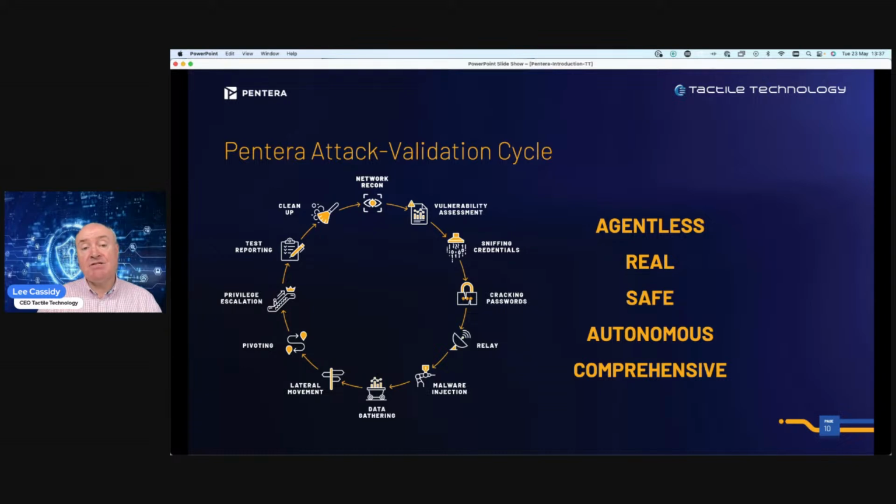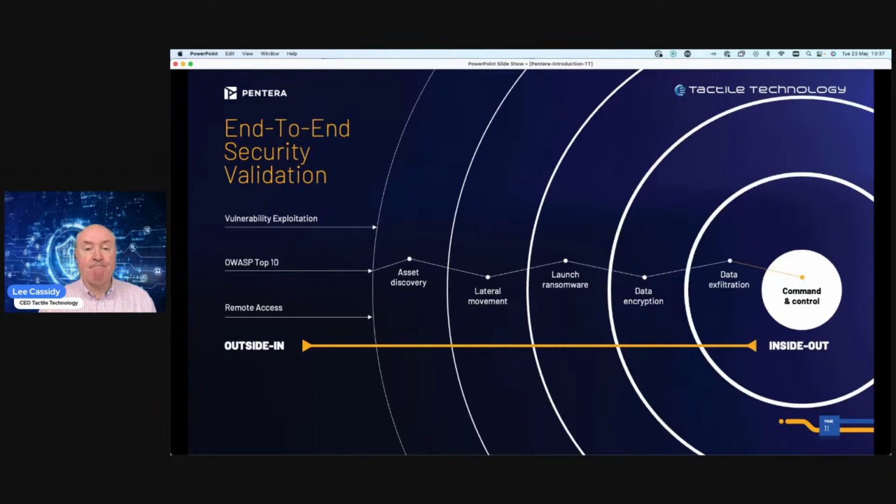The key to this is privilege escalation, so getting to the highest level. If they can get to administrator level, even better. They've got access to the crown jewels at that point, and then reporting on those tests and cleaning up afterwards, because it's really important if you're going to go through these type of activities that you clean up afterwards. You don't want all these relics of software and things sat out there across your infrastructure, and it's definitely designed with safety in mind, so it's safe by design.